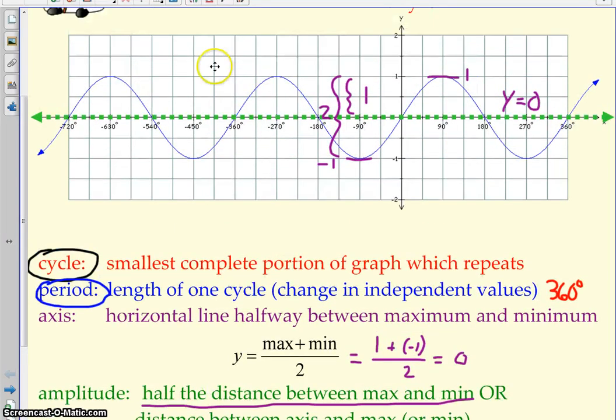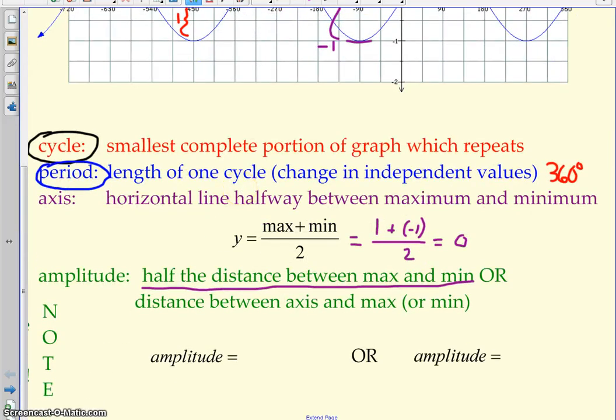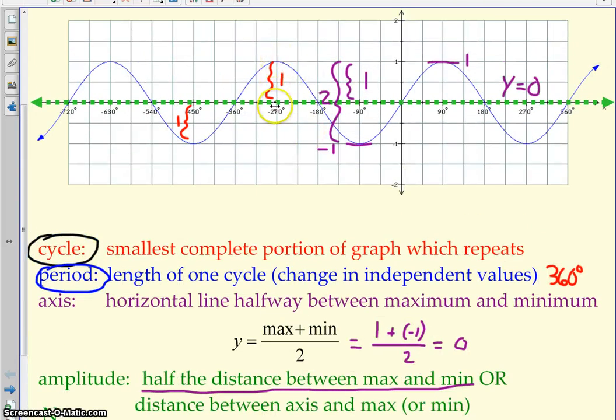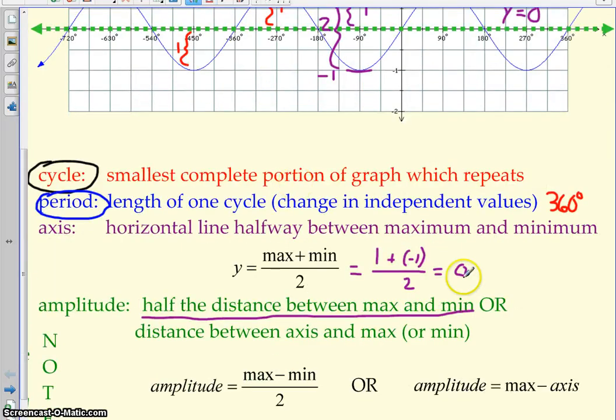The other way we could think about it is the distance between the axis and the maximum, or the axis and the minimum. So once you have that axis drawn on here, we can say, okay, from the axis up to the maximum is a distance of 1, and from the axis to the minimum is also a distance of 1. Should make sense. They should be the same because the axis is halfway between the max and the min. So either way, we get an amplitude of 1. Okay, so two ways you can calculate that. You can take the maximum value, which in this case is 1, subtract our axis, which is 0. So in that case, we'd have 1 minus 0.